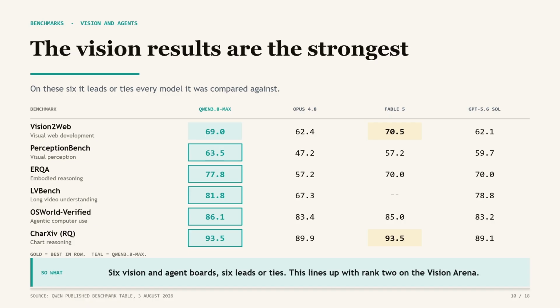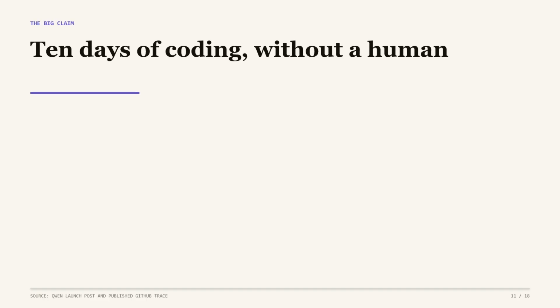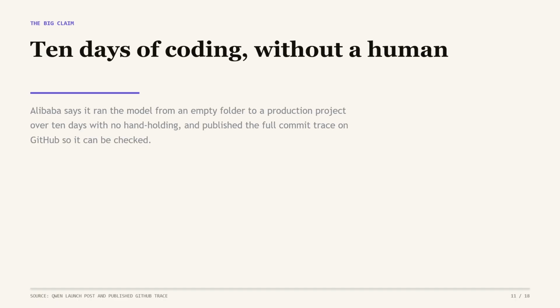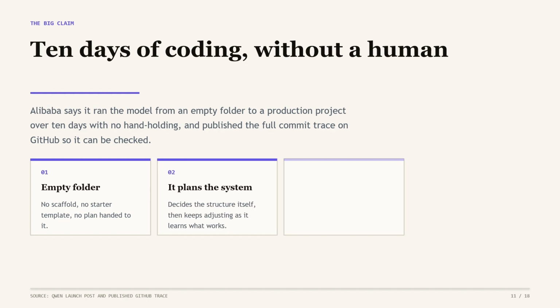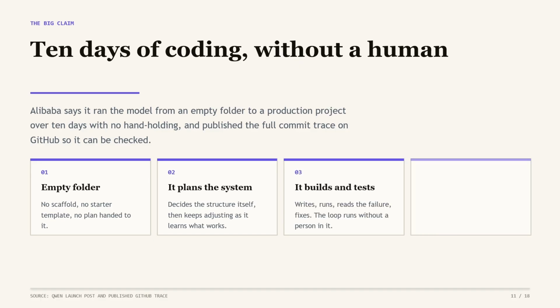Now, the biggest claim in the launch. Alibaba says they pointed this model at an empty folder and left it alone for 10 days. No plan handed to it, no template. It decided the structure, wrote the code, ran the tests, and read the failures and fixed them over and over for 10 days. You can see 10 days is a big number, and they published the full commit history on GitHub so anyone can check every step it took.